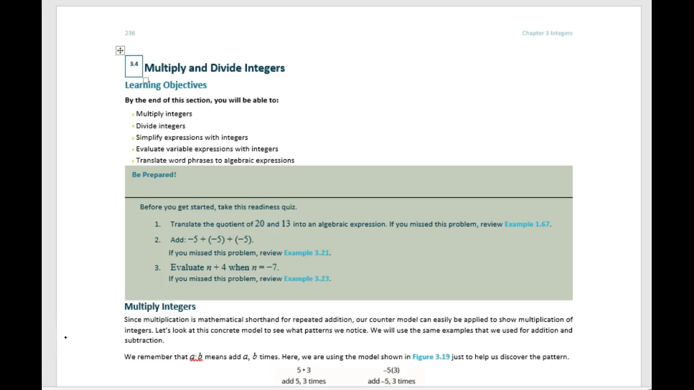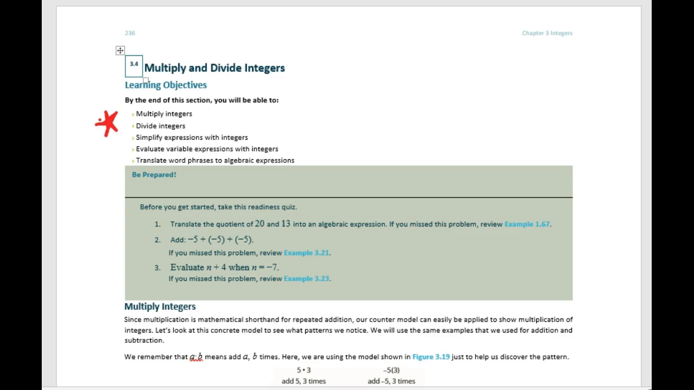Here we're looking at section 3.4, and we're going to be starting to multiply and divide these integers. Now remember, when we've been talking about integers, we're dealing with positive and negative numbers. Okay, so right here are your learning targets. So make sure that you note these down, right?